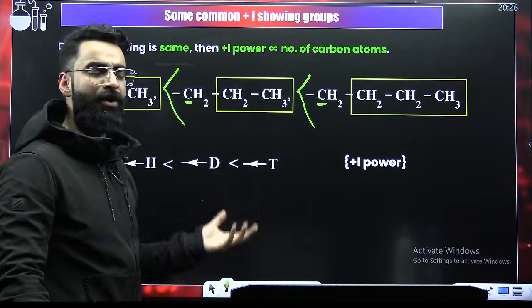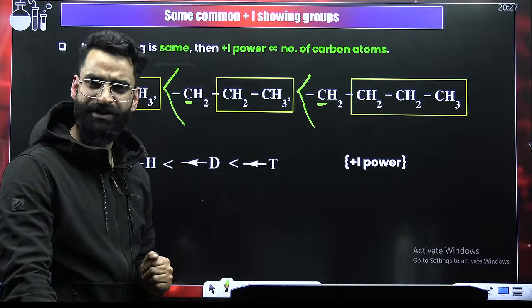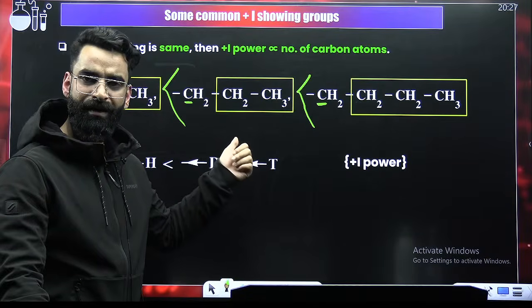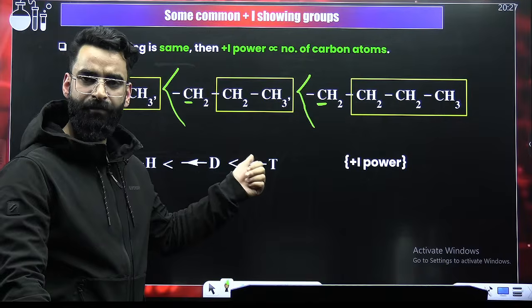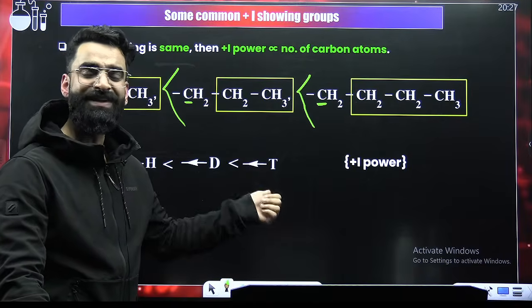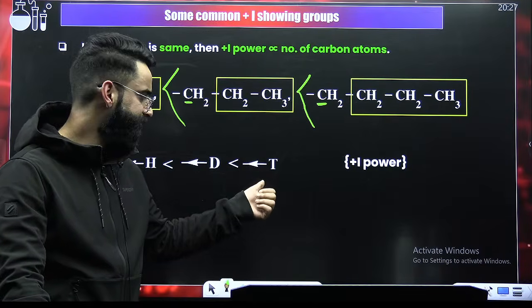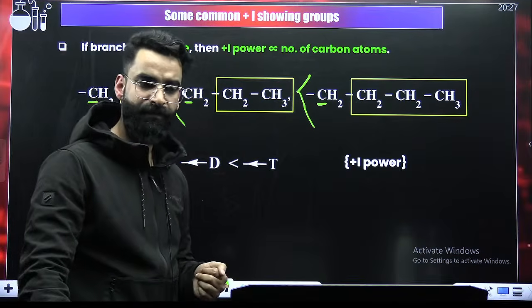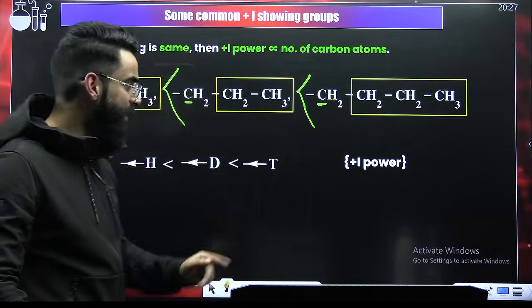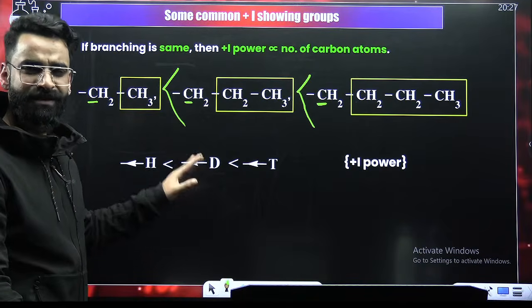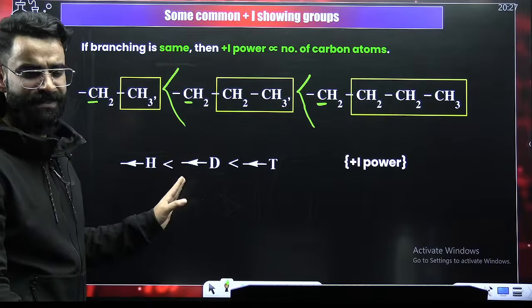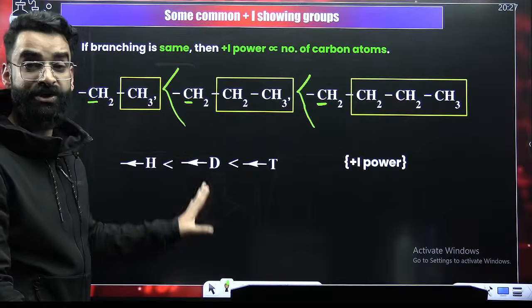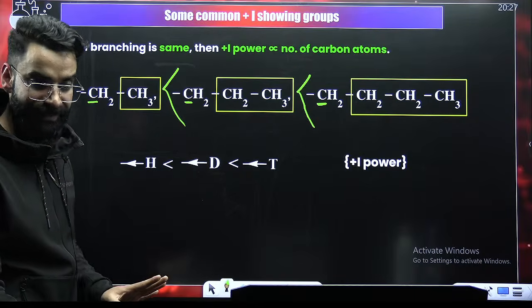And similarly, talk about hydrogen. Hydrogen has 3 isotopes: protium, deuterium, tritium. Tritium will have more plus I, followed by deuterium, followed by protium. Okay? And there is one more thing, guys. All these points I'll be using in the questions in some time, like in 5 to 10 minutes. I'll be doing all the questions which are based on inductive effect. But to do the questions, you have to remember all of this in detail.